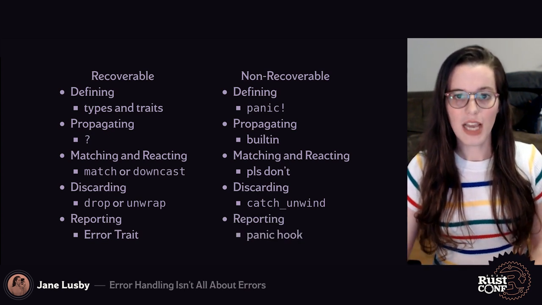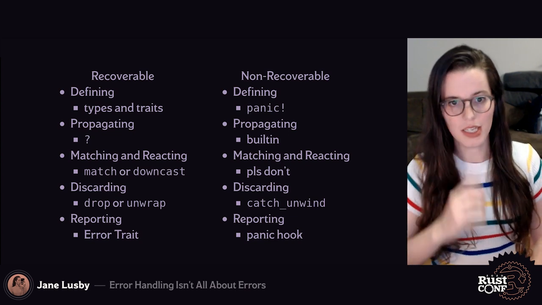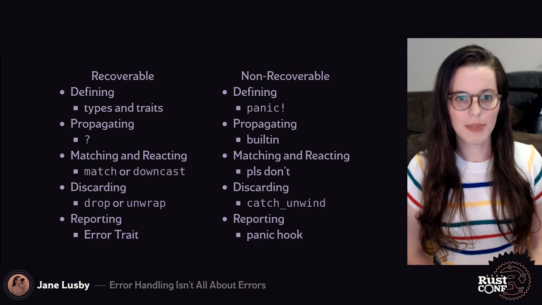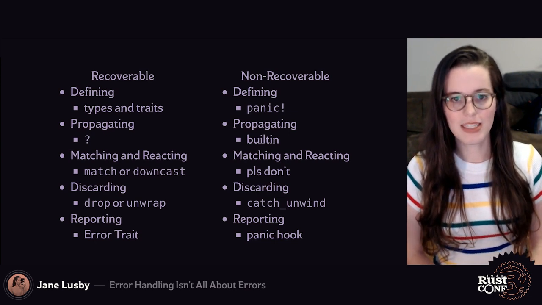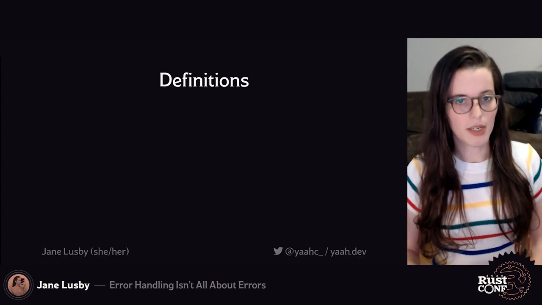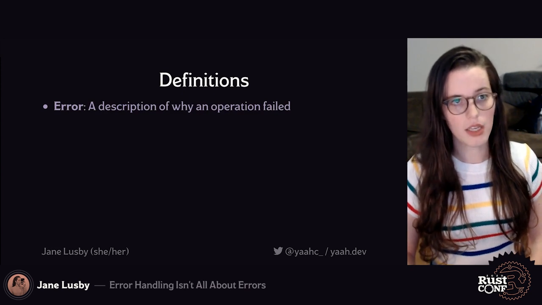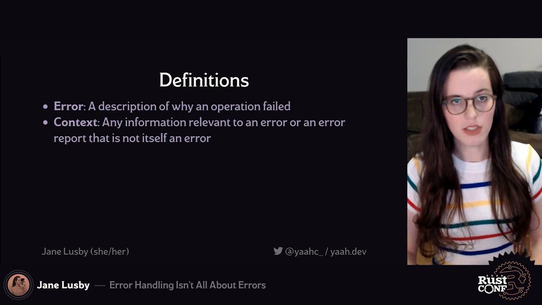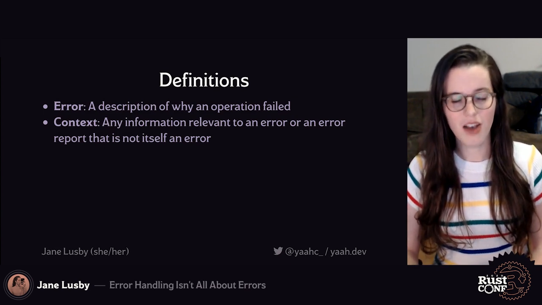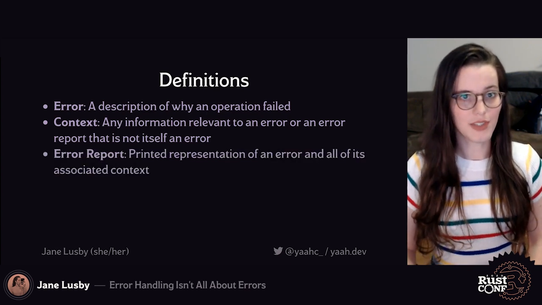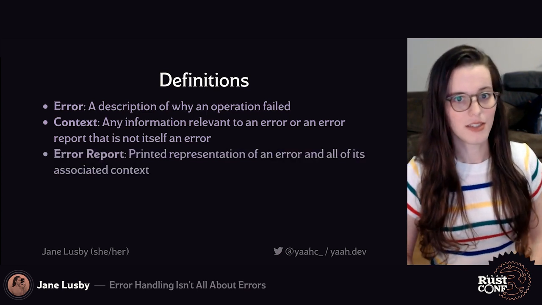Okay, so now we know all the fundamental tools built into the language and where they fit into error handling. Next, I'd like to dig into the more complex ways you can compose these tools to write some fancy error reporting. But first, let's set straight some terminology. In the context of error reporting, an error is a description of why an operation failed, whereas context is any information relevant to an error or an error report that is not itself an error. And an error report is the printed representation of an error in all of its associated contexts.